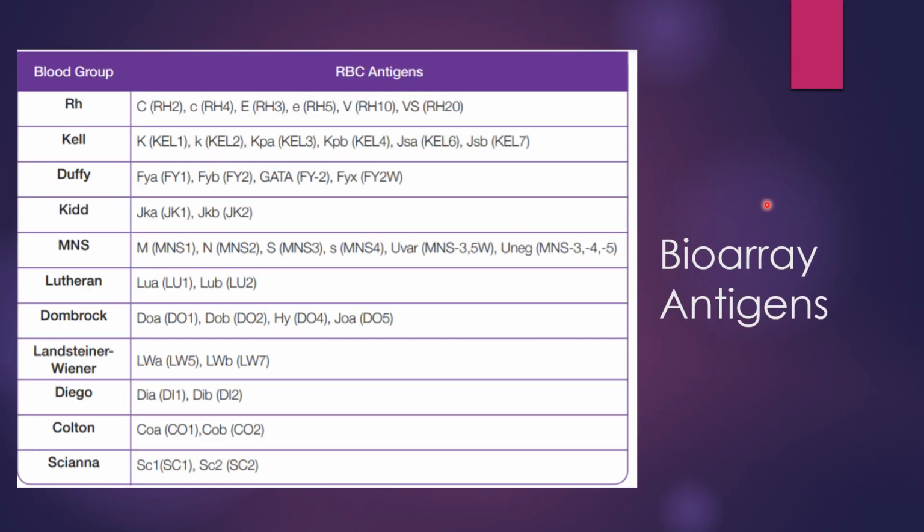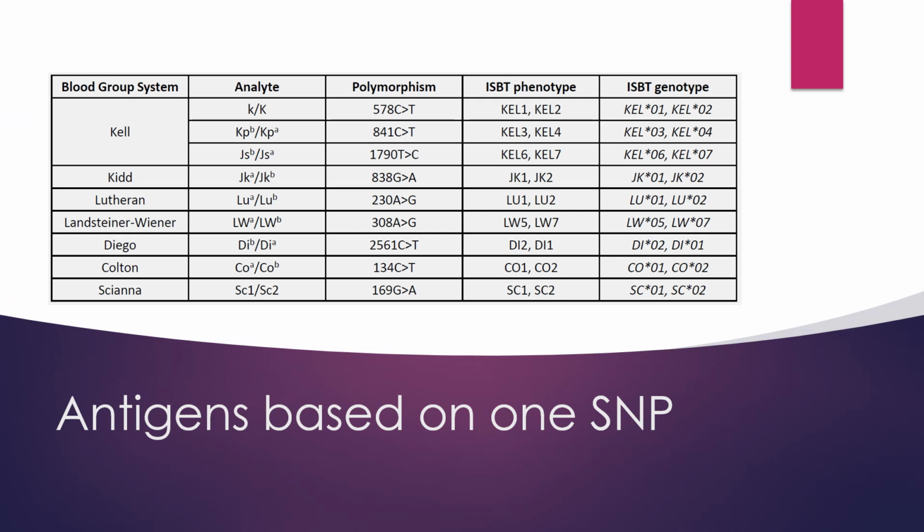These are the antigens that BioArray detected. It did have a nice variation. It had some of the more rare blood group systems, such as Cyana. It is not on the ID-Core assay. So the predicted phenotype calls from this assay are based on these polymorphisms. So you can convert what polymorphism is present to the ISBT phenotype or genotype.